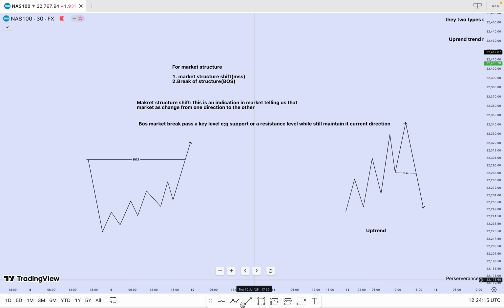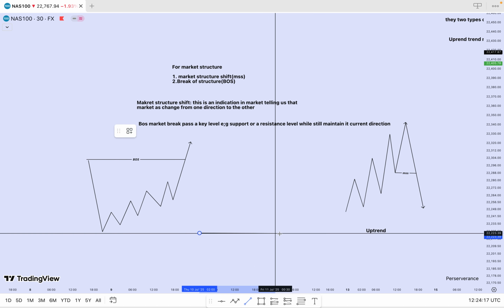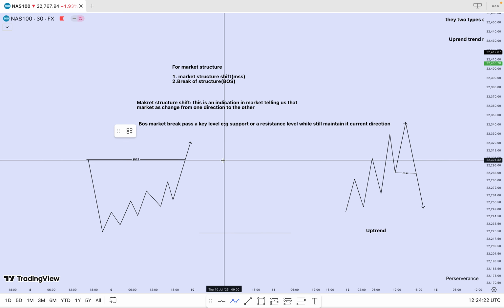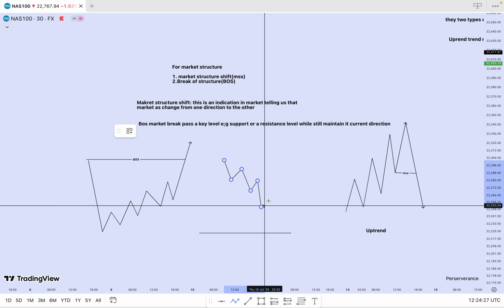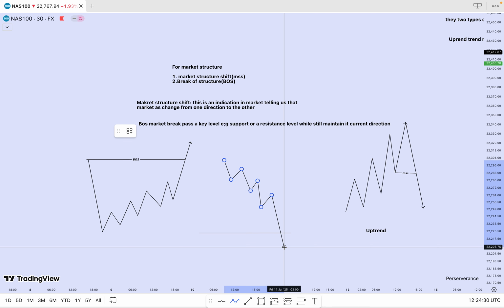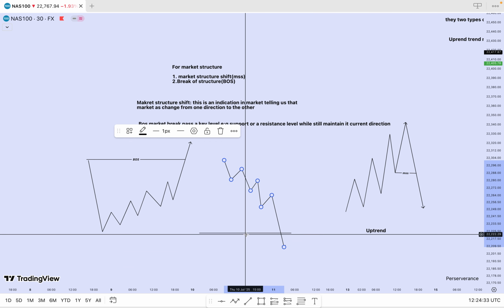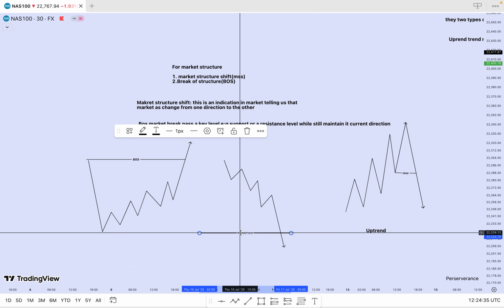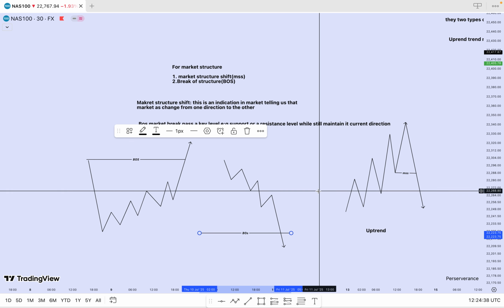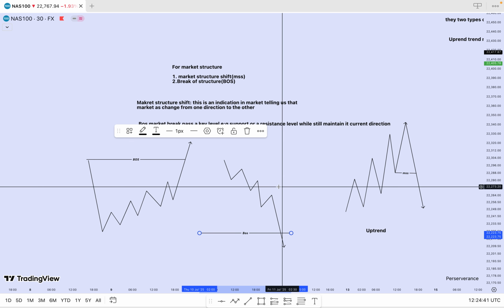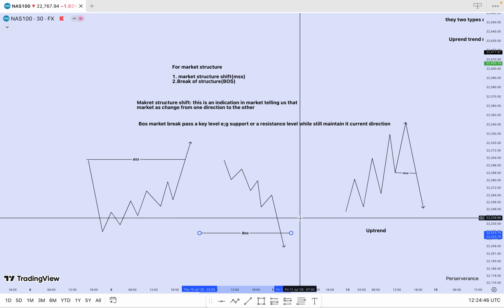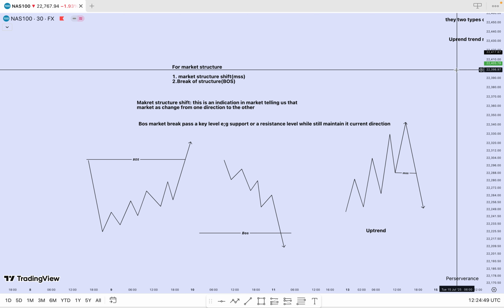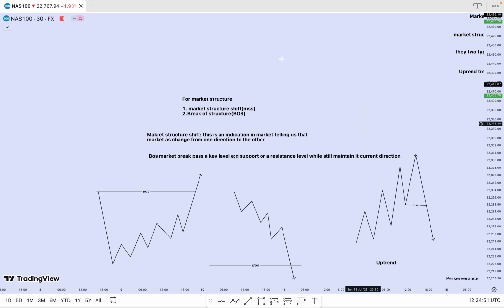The same goes if price was in a downtrend. We have a support level here. Then we have price creating lower highs and lower lows. If price breaks past this support level, this is now a break of structure. So that's basically the difference between a break of structure and a market structure shift. Let me increase this text. Let me show you in the chart.